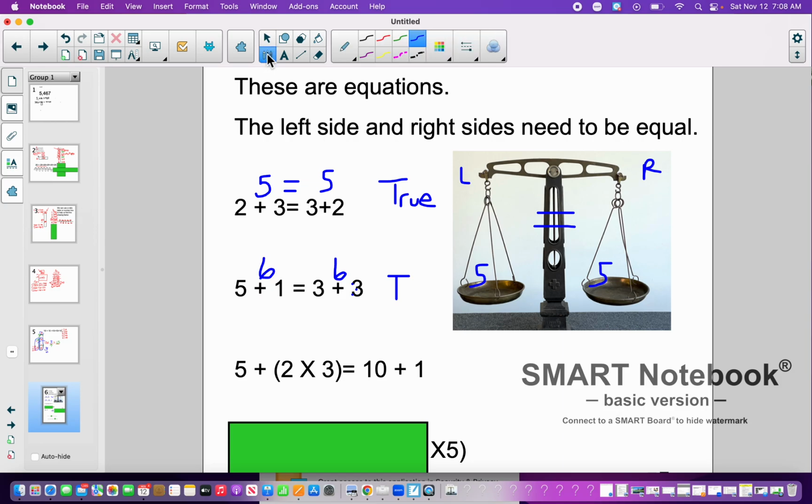Whenever we have parentheses, remember what we said. You do the parentheses first. So we're going to take a look at this. We're going to do 2 times 3. 2 times 3 is the same as 3 plus 3, or 2 plus 2 plus 2. So it's 6. Now we can do this. 5 plus 6 is 11. 10 plus 1 is 11. 11 equals 11. So yes, that is true.